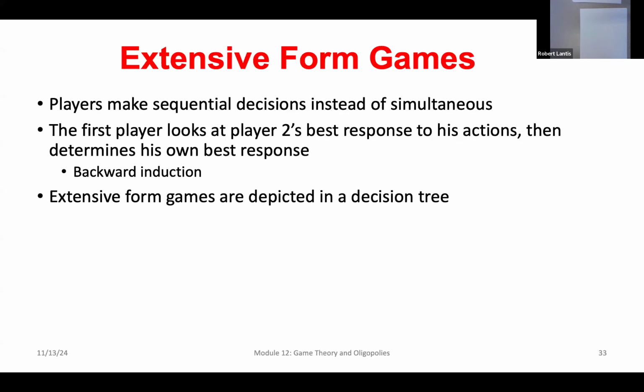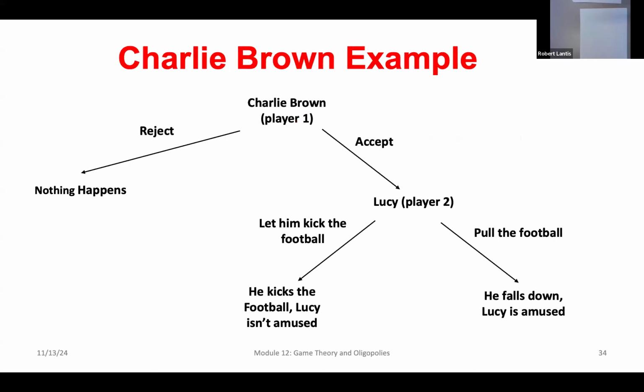But we're going to depict them not using this normal form matrix, but what we call a decision tree. Okay. So the way we're going to do these decision trees is we're going to put the person making the first choice at the top. I don't know if this might be a really dumb example if you've never seen the old cartoon Charlie Brown, but the running gag is that Lucy sets up this football, Charlie Brown goes to try to kick it, and she always pulls it away.